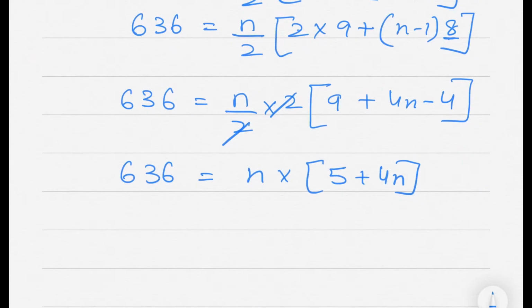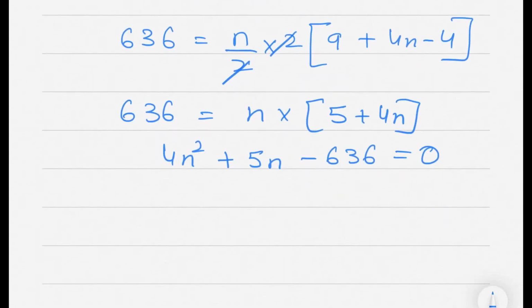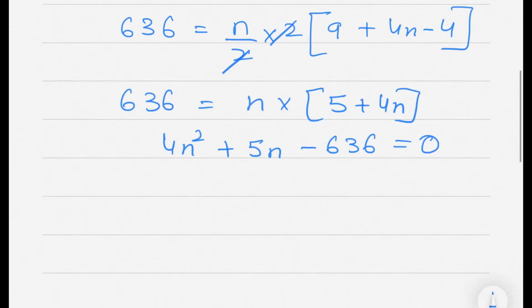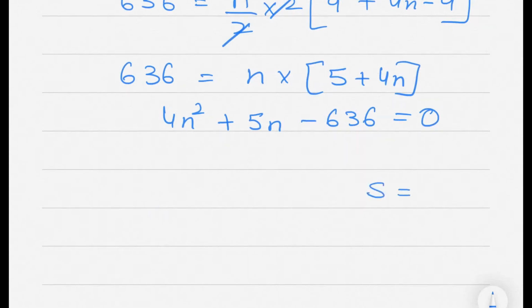Okay, so I can multiply, so 4n square, right? 4n square plus 5n minus 636. I took it to the other side, 636, so it becomes negative and equal to 0. So now this is my equation. I have got a quadratic equation, so I have to find out the factors for 636 into 4 because sum is equal to 5 here and I have product is equal to minus 636 into 4. That should be my product.